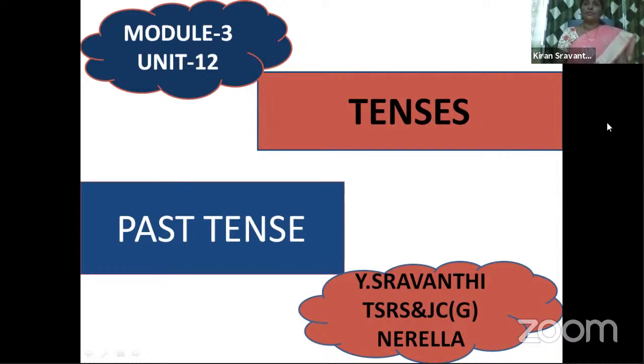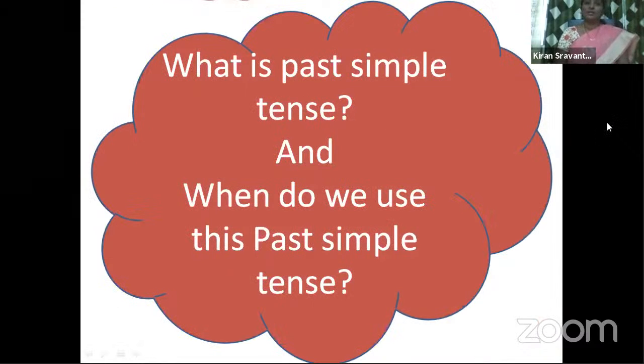For example, if we have to talk about completed actions: we started our TRICE webinar classes in the month of November. That is a past completed action. And we completed tenses on present tense in the last week, so that is a completed action. So when we talk about completed actions, we use past tense. Is that clear? So what is past simple tense and when do we use it? That is our doubt.